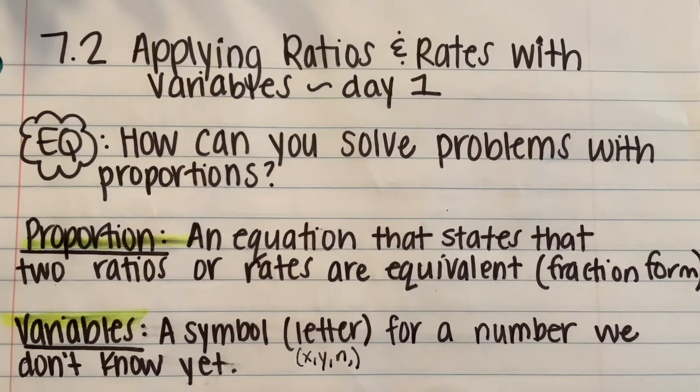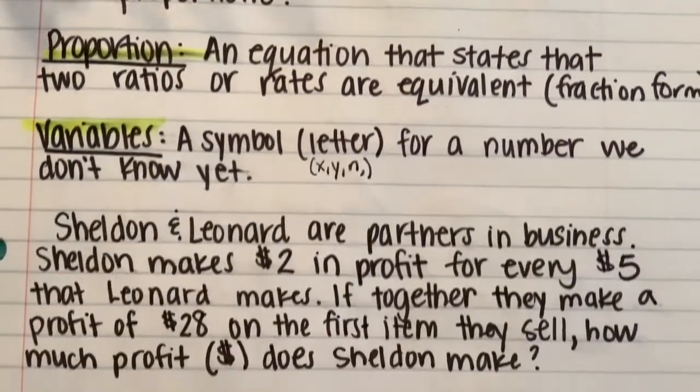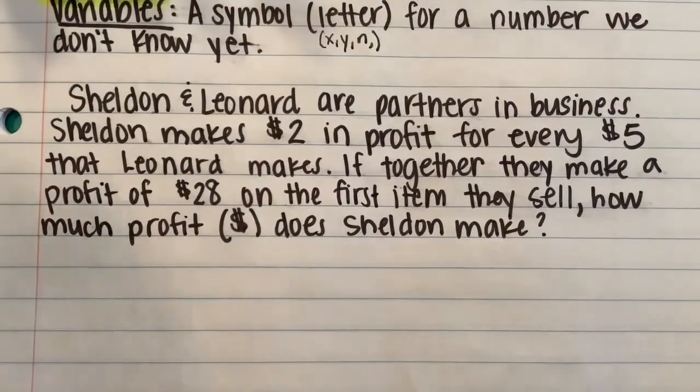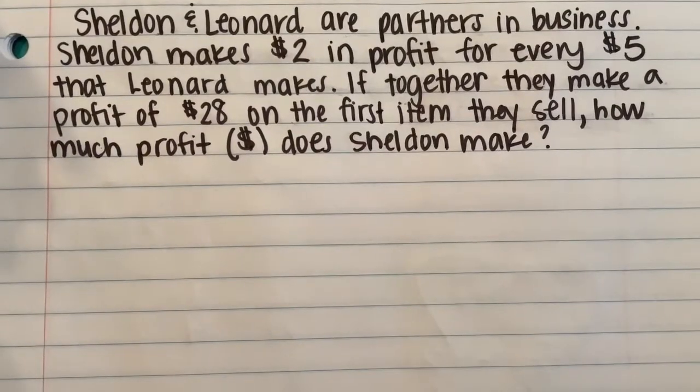All right, so you should have your vocabulary words written down. And let me show you our first focus problem, our example 1. And yes, it is a word problem. It's a little bit long, but just bear with me. Sheldon and Leonard are partners in business. Sheldon makes $2 in profit for every $5 that Leonard makes. If together they make a profit of $28 on the first item they sell, how much profit does Sheldon make?